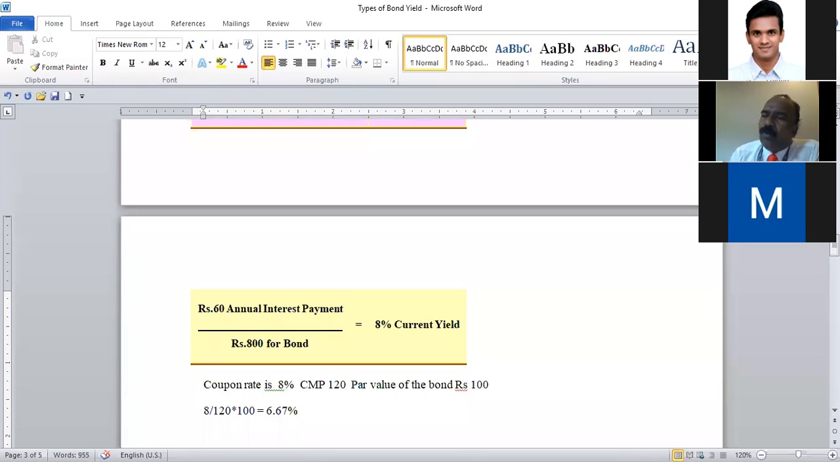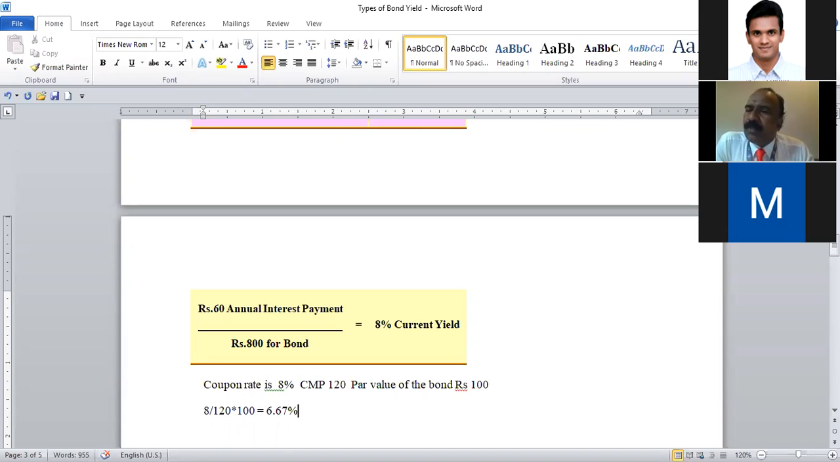So the coupon rate is 8%, and the yield is only 6.67%. So the yield is less than the coupon rate. The price is 120, so it is called a premium bond. When the yield is less than the coupon rate, the market price is higher.